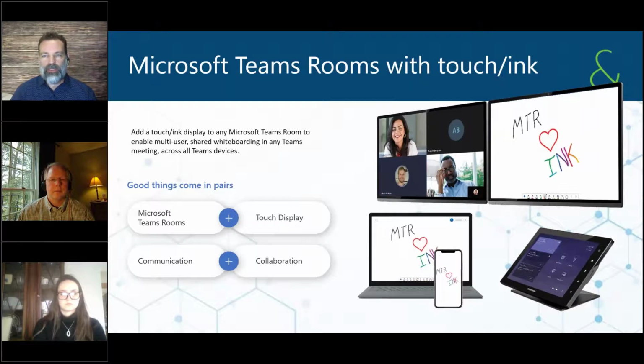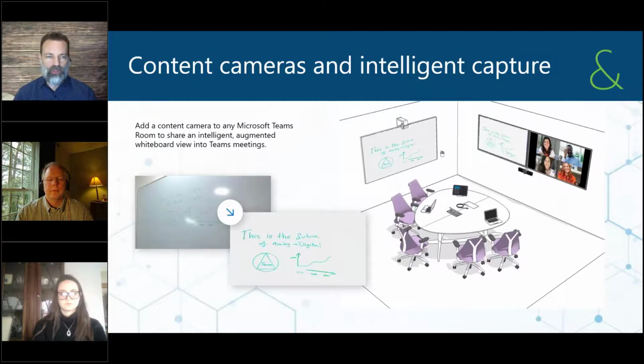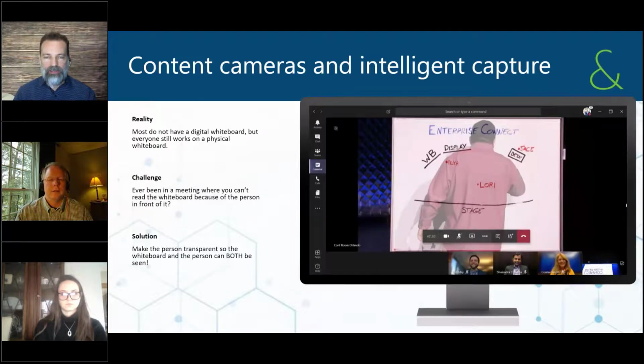I think some of the cool things that Teams does that maybe some other solutions don't: touch displays, the ability to do digital ink, and then this next one where you can use a content camera. So it's a camera not for people but for content. And in this example, it's on a whiteboard. And what the Teams client is doing is interpreting what's being written and turning it into digital ink. And so what you can do with that then is the Teams client will display the ink on top of the person in front of the whiteboard.